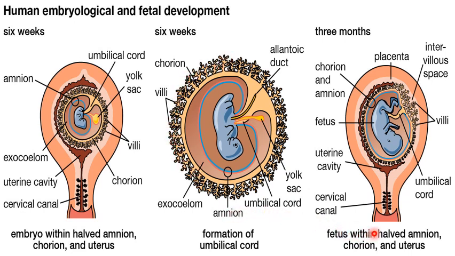Next, fetus within the half amnion, chorion and the uterus. So, here it is without the yolk sac because in the later part of the gestation period it degenerates and becomes part of the umbilical cord. So, this is the villi here. Now this amniotic cavity has increased in size to accommodate the growing fetus. So, it becomes almost fused with the chorion here. So, that is why you have chorion and the amnion here. This is the fetus, uterine cavity and this is the cervical canal.